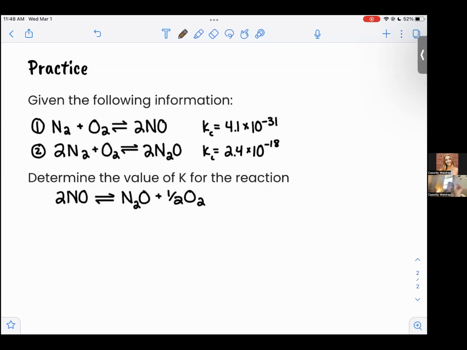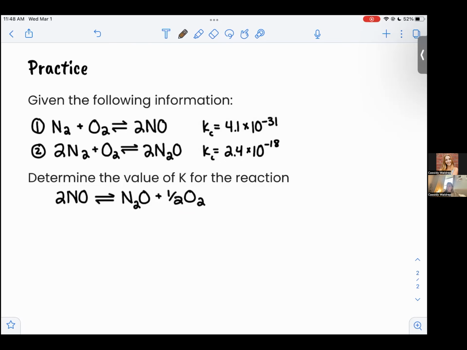So if you want to try this practice problem now, given the following information, you're going to need to figure out what the value of K is for this reaction right there. Okay, so pause it here and take an attempt at it. And then if you're not really sure how to do it, you can unpause it in approximately 3 seconds and we will go over it together.